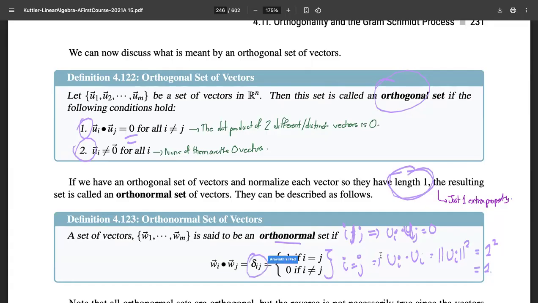So that's what this right here means. This is the Kronecker delta notation, which we'll talk about later. Essentially, this tells us that if i is equal to j, we get 1, and if i is not equal to j, we get 0. It's a short form notation for this.